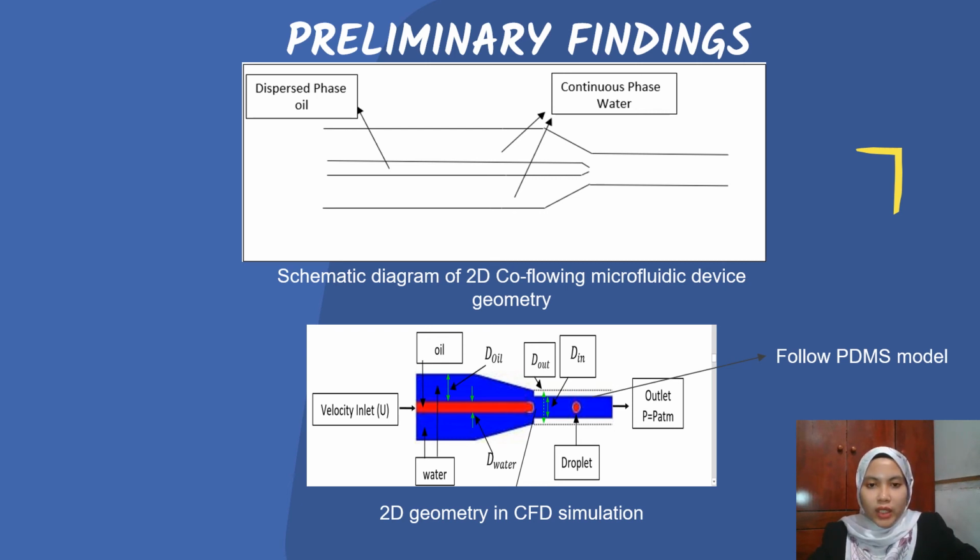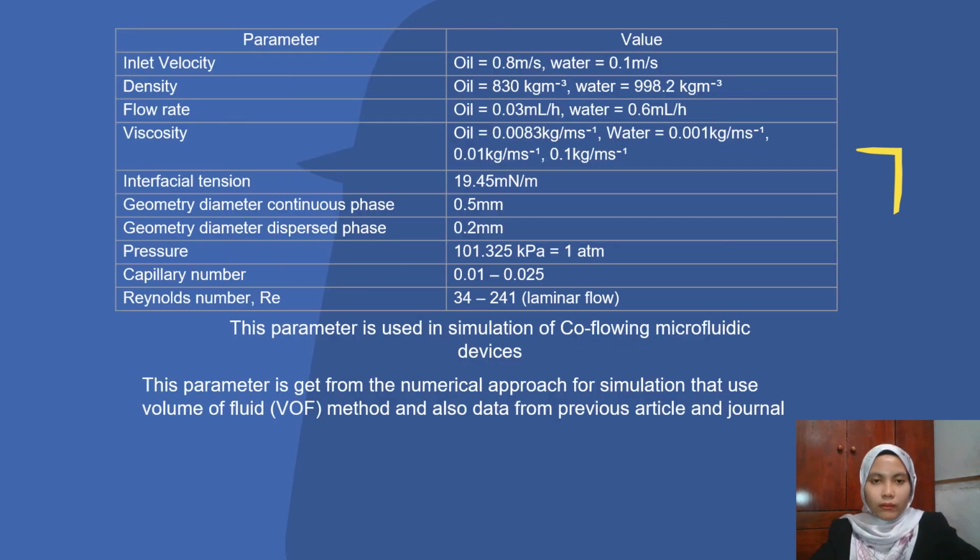This is the schematic diagram of the 2D co-flowing microfluidic device geometry that I will use in my CFD simulation method. The model that I use in the co-flowing microfluidic channel is the PDMS model that I got from the previous study. These are the parameters that I will use in my project for the CFD simulation of the bubble generation in the co-flowing microfluidic device.